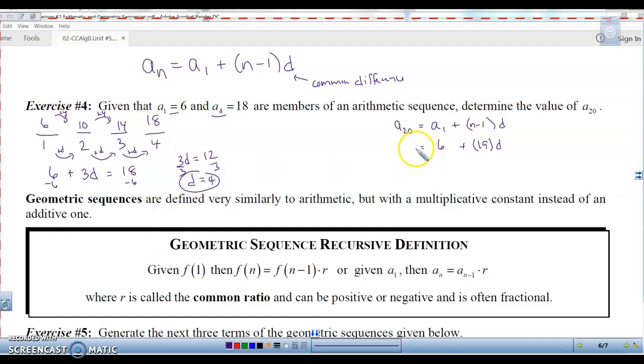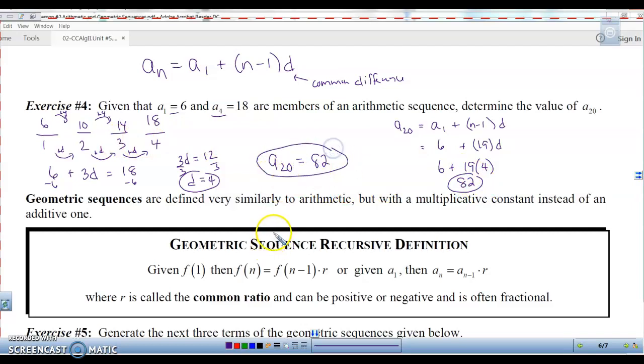So to figure out the 20th term of the sequence, we have to start at 6, and add 4, 19 times. All right, I usually put the d in front of the values, but that's where it happens to come out. So 6 plus 19 times 4 is 82. So if I go up by 4 every time, the 20th term will be 82.